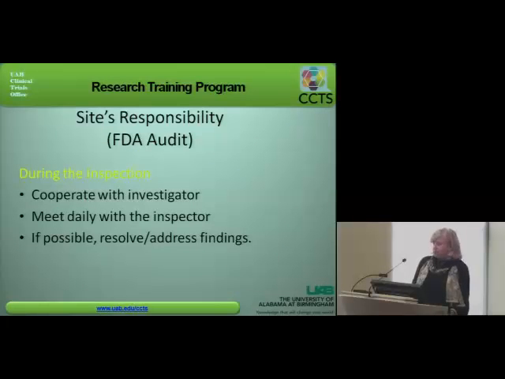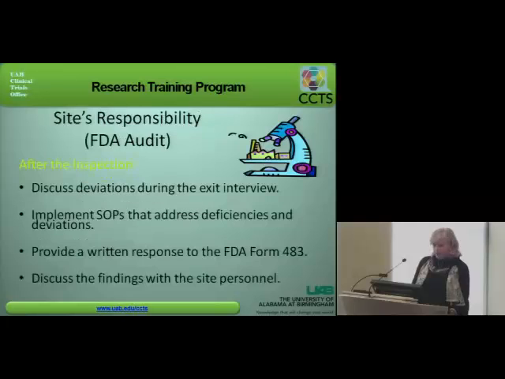So during this inspection, you want to cooperate with the investigator. You want to meet daily with them and, if possible, resolve or address any findings. And after the inspection, you want to discuss what those deviations were during the exit interview. You want to implement SOPs that address deficiencies and deviations. And you want to provide a written response to the FDA on the Form 483. And you want to discuss any of the findings at your site or even your department and educate everybody.